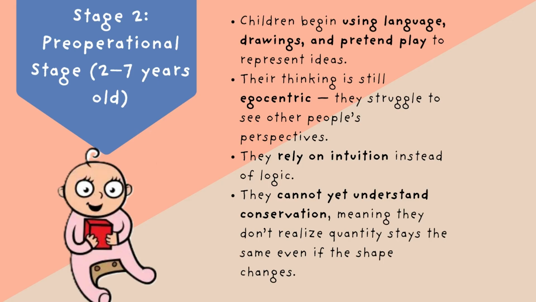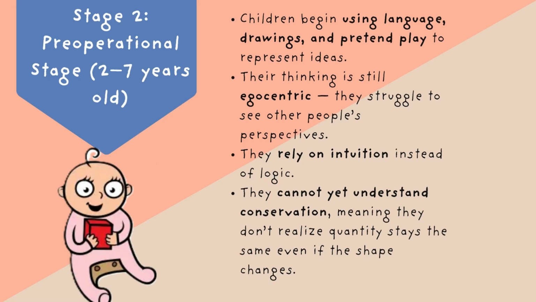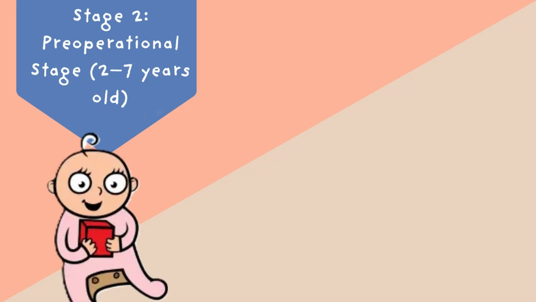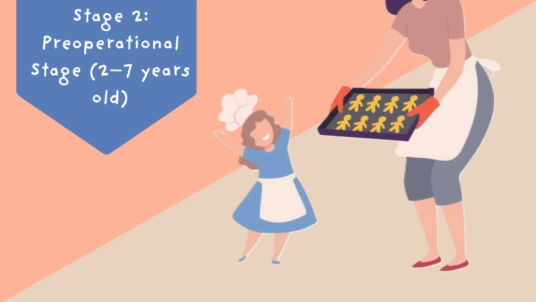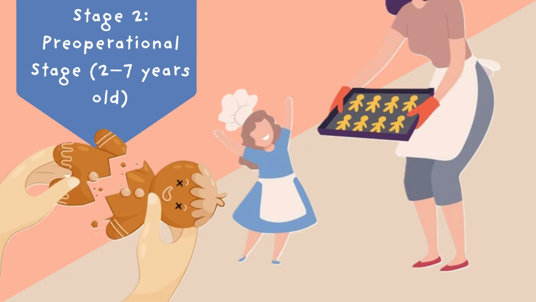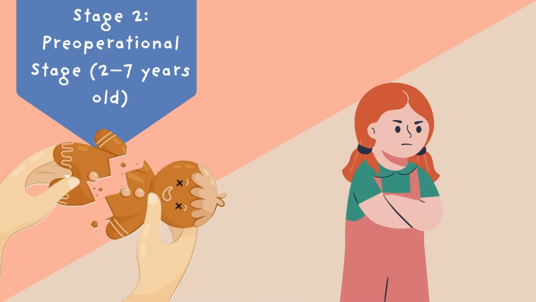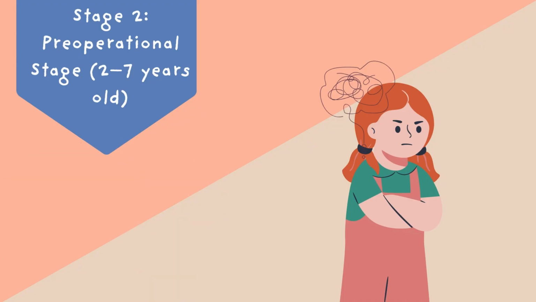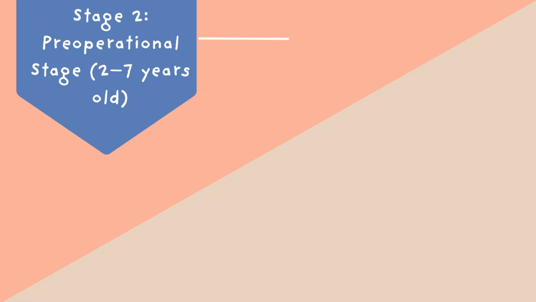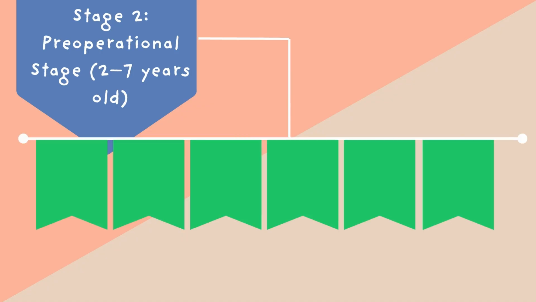They don't understand conservation, the idea that the quantity of something remains the same even if its appearance changes. For example, cookies. You give a child a cookie and then break another cookie into two pieces. The child believes that the broken cookie is now more than the whole cookie, even though it's the same amount. Other characteristics include: first, symbolic function.